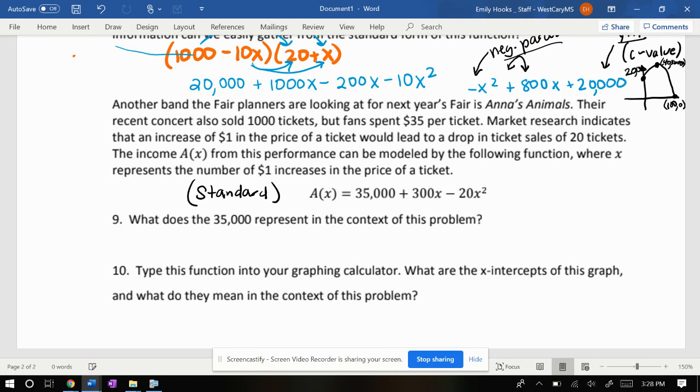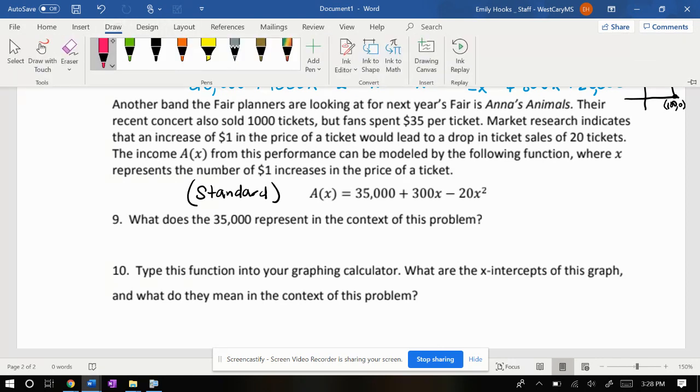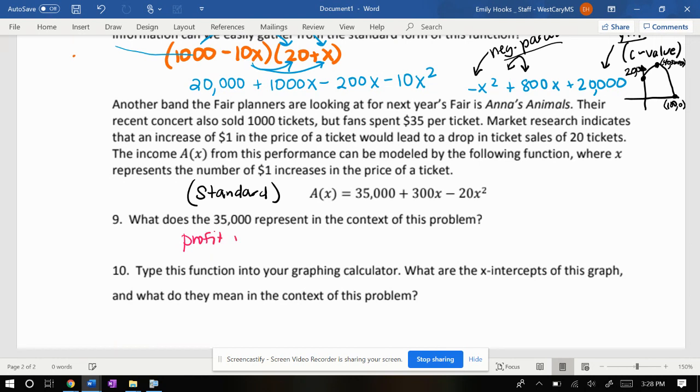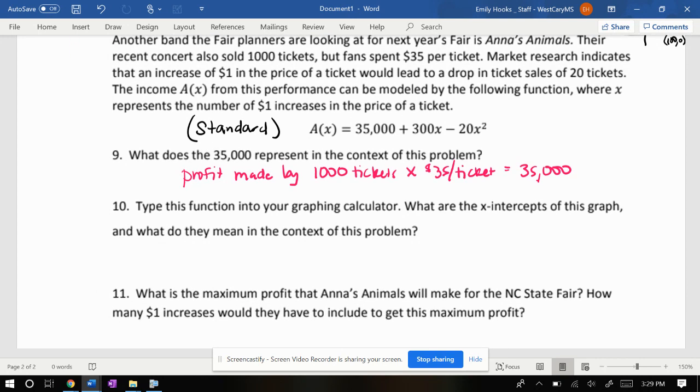All right, so what does the 35,000 represent in the context of this problem? That 35,000 is the profit that they made last year off the 1,000 tickets times the $35 a ticket. So that's their profit. Then we're going to type this into our graphing calculator, find the x-intercepts of this, and talk about what those mean as well.